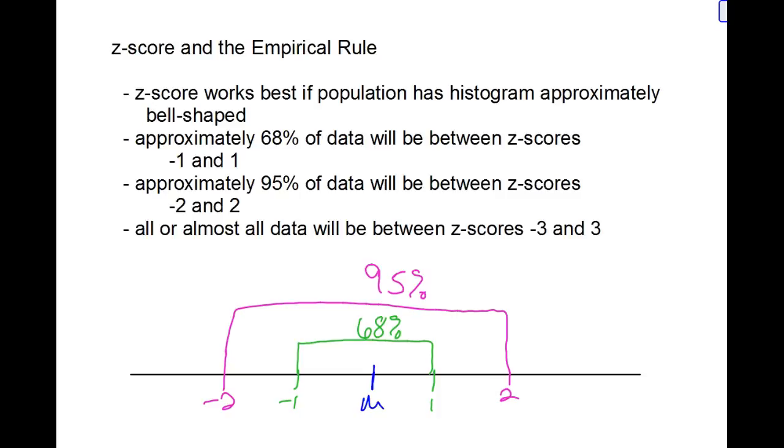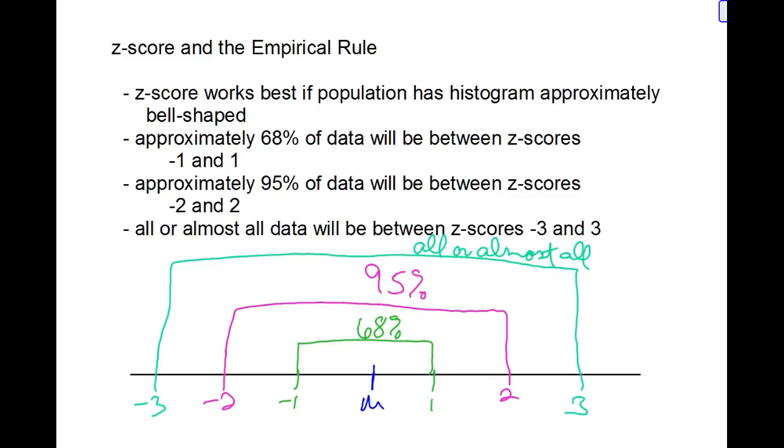So a z-score of -2 and +2. Then we can look at the -3 to the +3, and all or almost all of our data will be between -3 and +3. And this follows our empirical rule regarding the standard deviations. And this is the reason why the z-score works best if the population has an approximately bell-shaped curve.